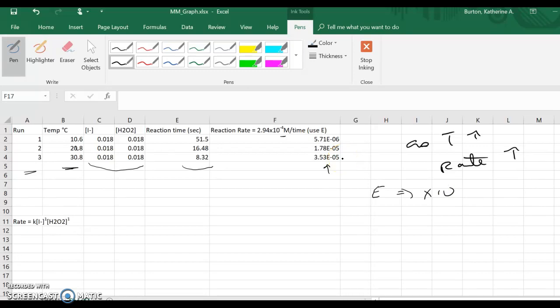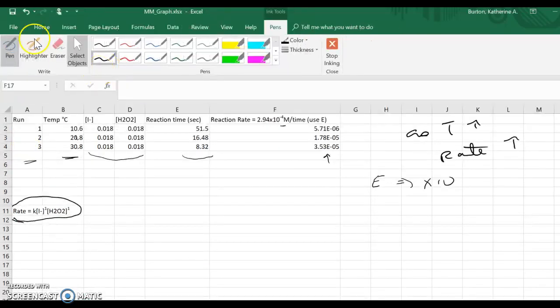Now, once we have done this, we remember, first of all, that our rate is equal to k times the concentration of iodide to the first times peroxide to the first. And you should have gotten both one and one as your x and y from the concentration dependence. And now we need to plug this in and solve for our k value. So let me just erase this stuff here for a second.